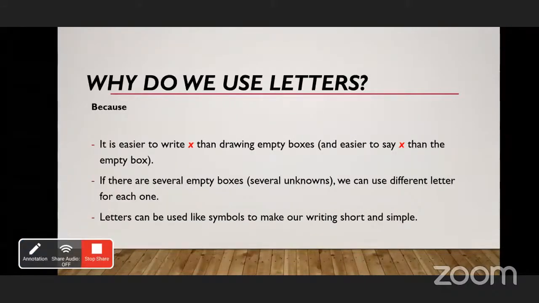Okay, now see here, why do we use letters?